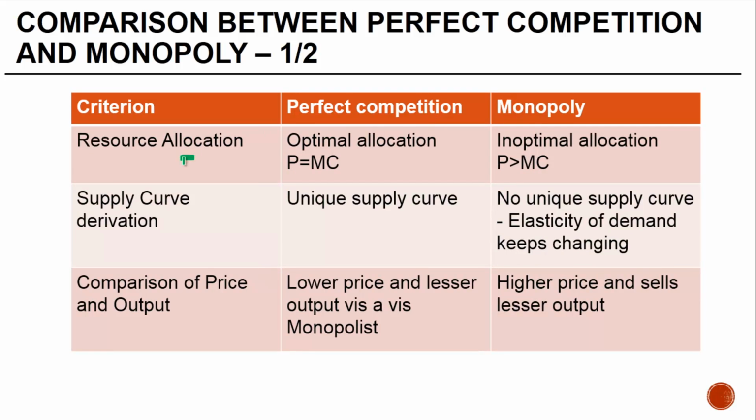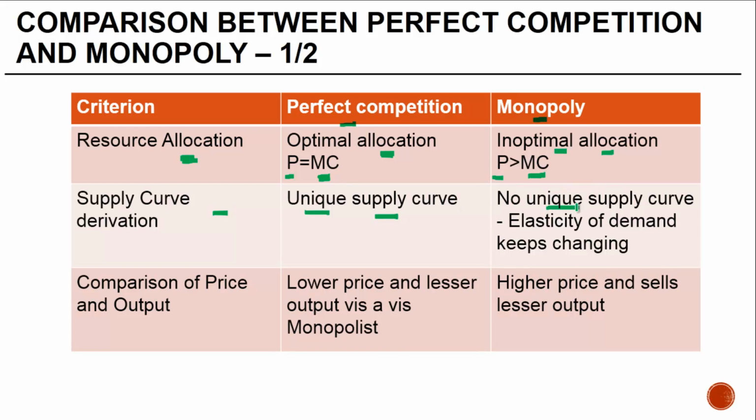How about the resource allocation? In case of perfect competition, there is optimal allocation of resources because price is equal to marginal cost, right? But in case of monopoly, the price is above the marginal cost and therefore there could be a possibility of suboptimal allocation. The supply curve, there's a unique supply curve which is there, right?